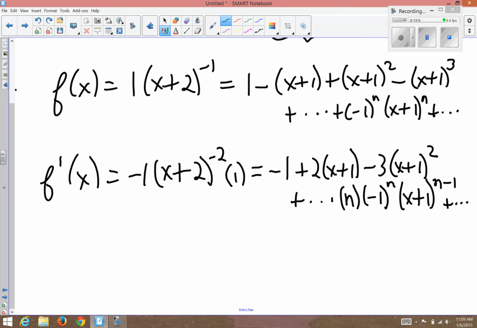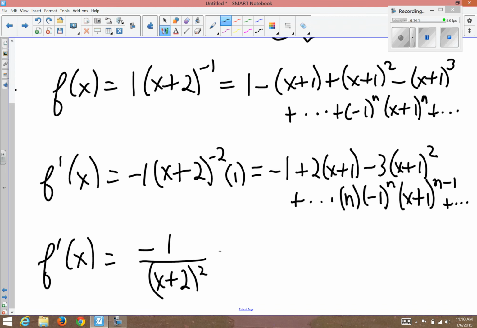And I'm going to just rewrite some of this. We've actually already answered the question, but I'm going to rewrite this a little simpler. F prime of x. This expression here can be written as negative 1 over x plus 2 raised to the positive 2. And this over here, where I have all these terms written out, can be written as sigma. I'm going to write this nth term right here. Negative 1 raised to the n times n times x plus 1 raised to the n minus 1.